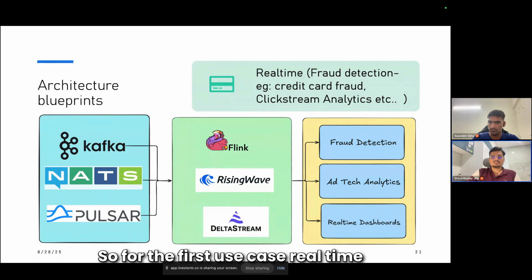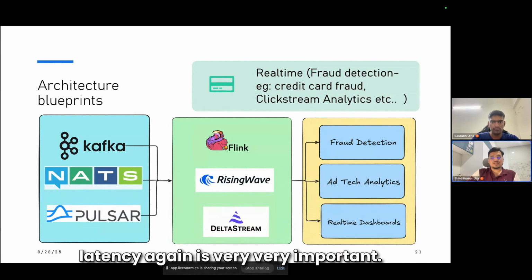So for the first use case, real-time fraud detection, in my opinion, I would use a streaming pipeline. That's probably the way I would solve credit card fraud. If you are into ad tech, latency again is very important. You can get all that clickstream and those things, and it proposes the right ads and so on.